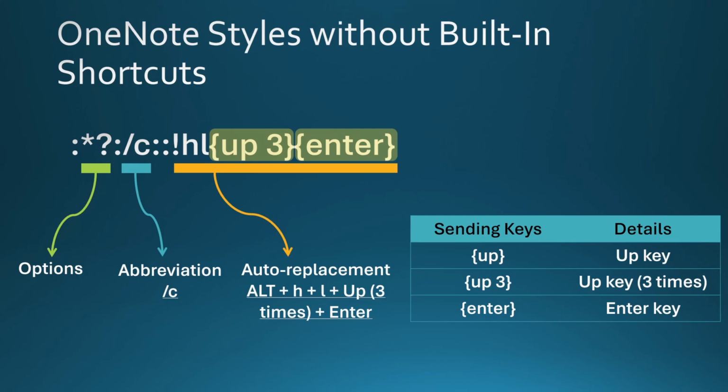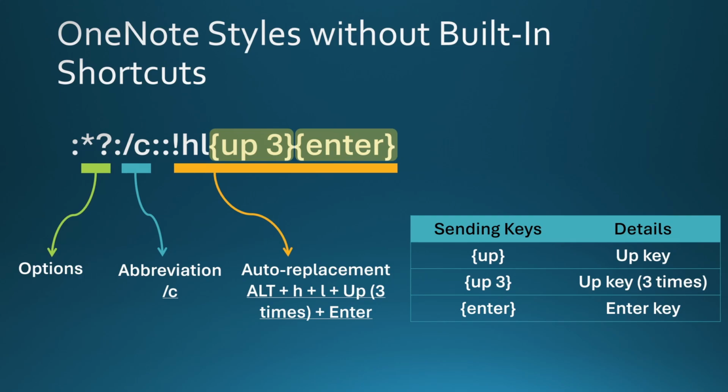So if we want to send a key, we use the name of the key in between a pair of curly braces. And if we want to send that key multiple times, we use the key name, space, and the number of times you want to send that key. So for up, we send up 3 in between a pair of curly braces here. So for this whole auto replacement, we're sending Alt-H-L, then up 3 times, and then Enter.